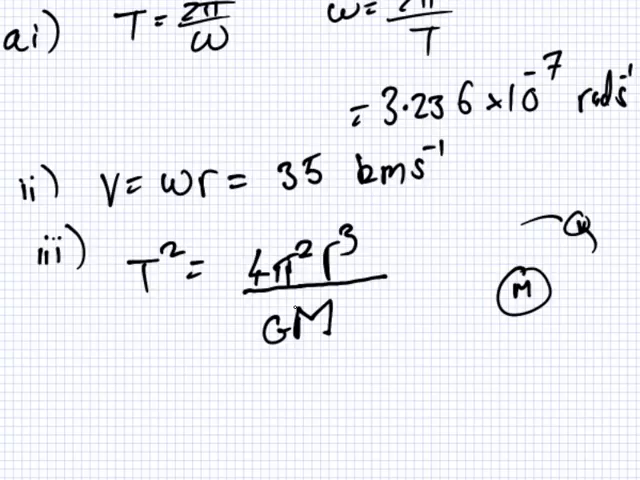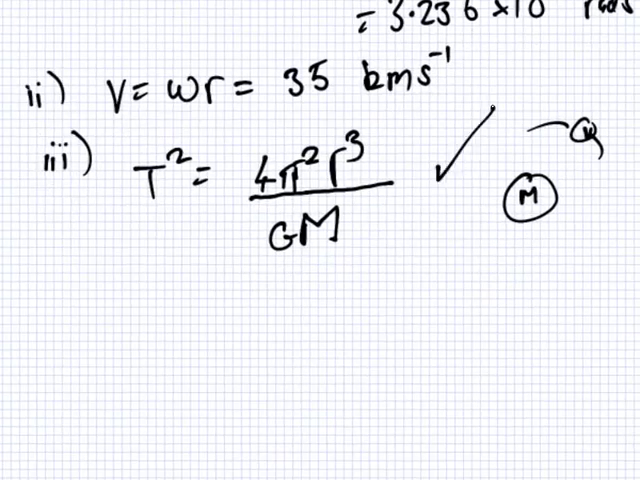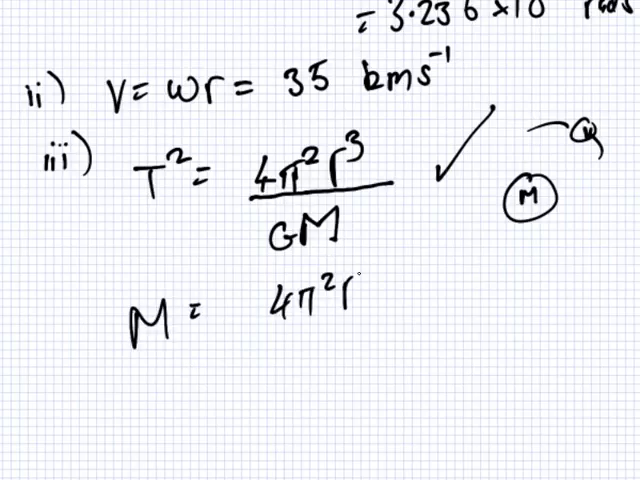Wait. Sorry. Excuse me, I'm being quite stupid. This is the formula, but I'm looking for the mass. So I should write M equals 4 pi squared r cubed over GT squared. And my T is 224.7 days.